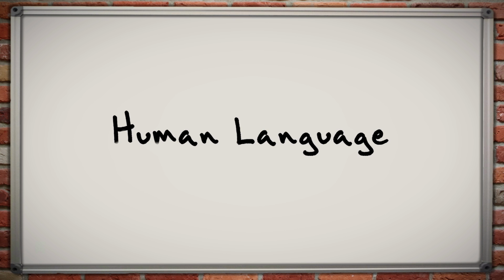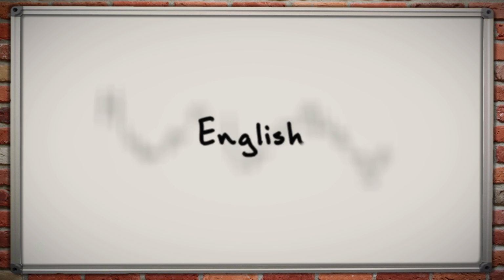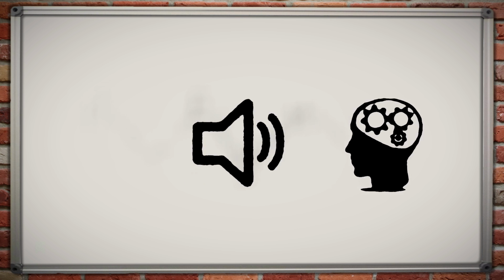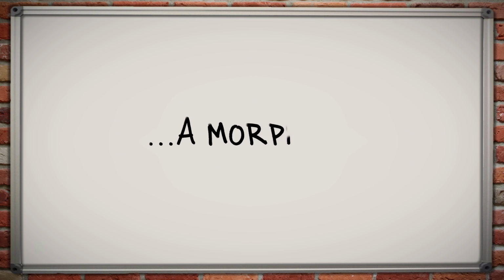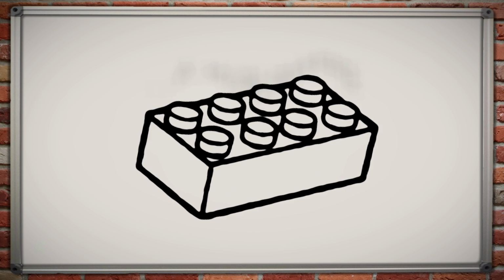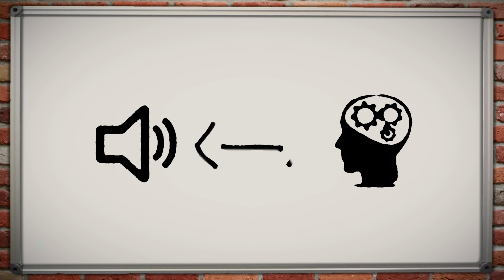A human language, such as English, is made up of sound and meaning. Sounds by themselves do not mean anything. So, how does sound relate to meaning? The first step is to build the smallest meaningful unit of a language, a morpheme. Here the relation between sound and meaning is mostly arbitrary. You cannot predict on the basis of the sounds what the meaning is going to be.